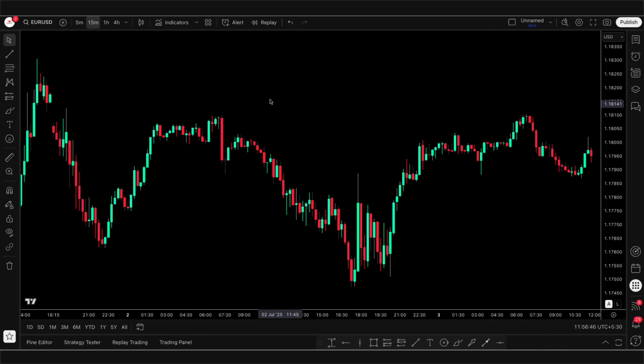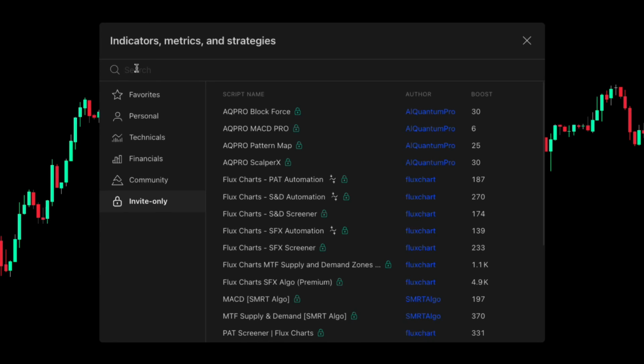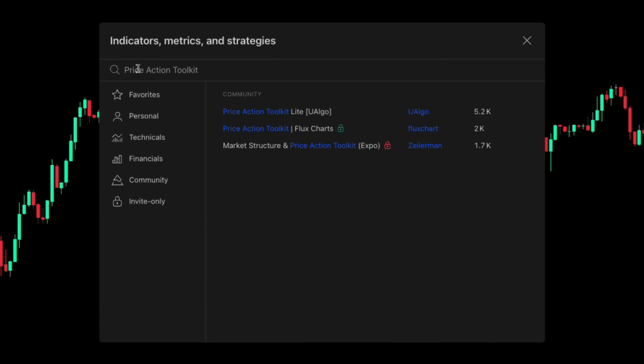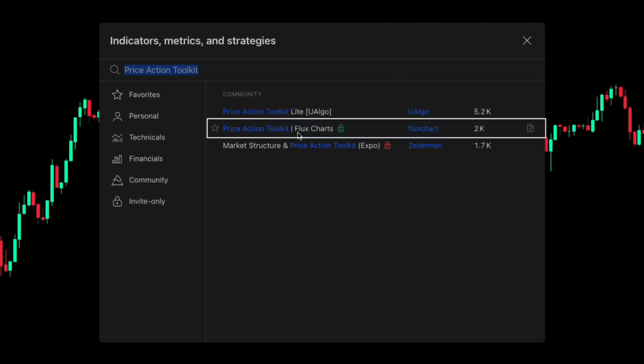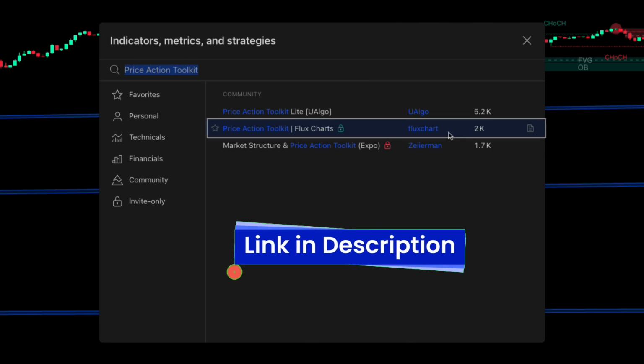Alright, let's now add the indicator to our chart. Here we are on Indicators and we search Price Action Toolkit, this one, which is written by FluxChart. There will be a link in the description below for access.